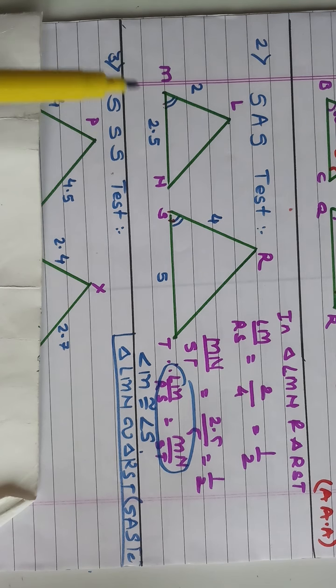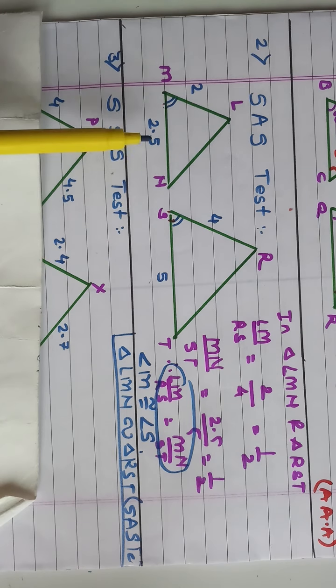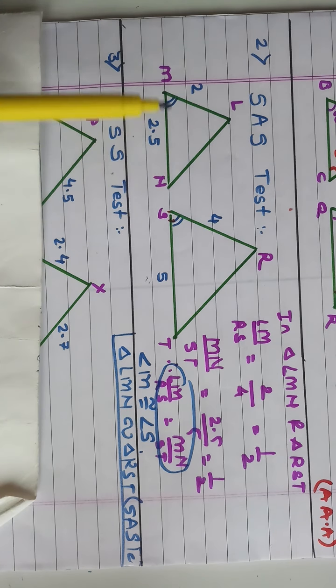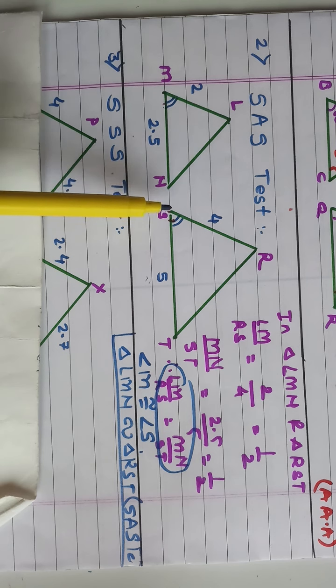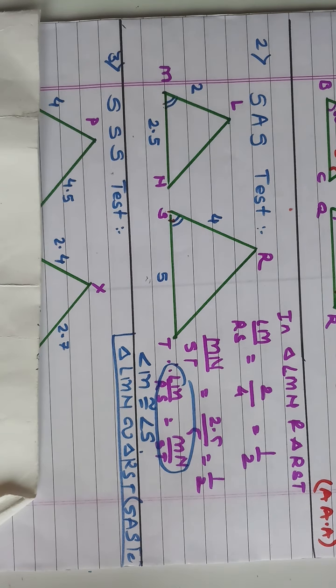So in the SAS test, in two triangles, two corresponding sides should be in proportion and the angle between them should be congruent, then those two triangles are said to be similar by the SAS test.